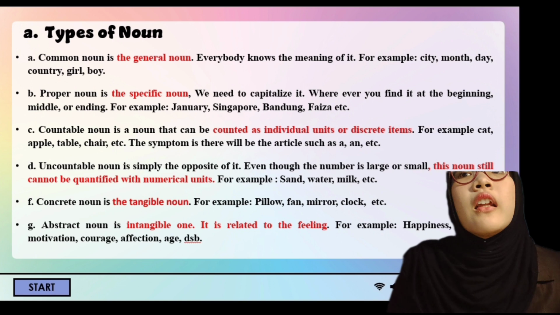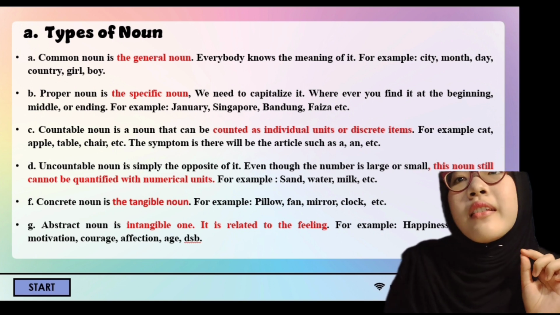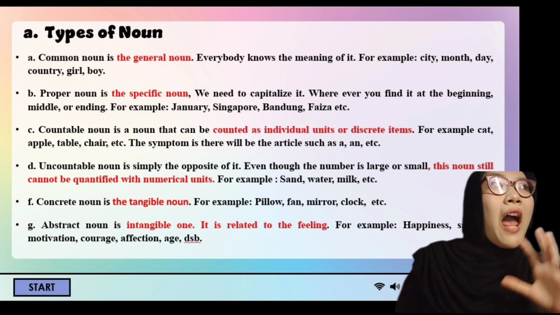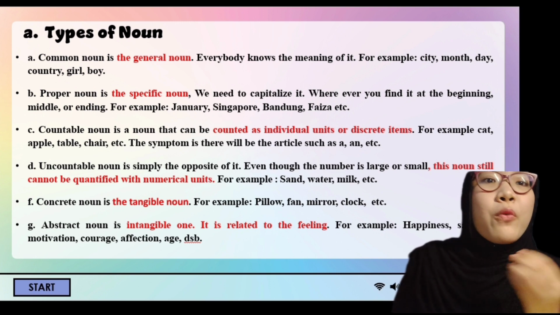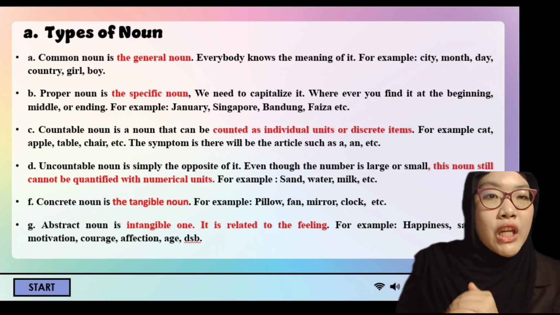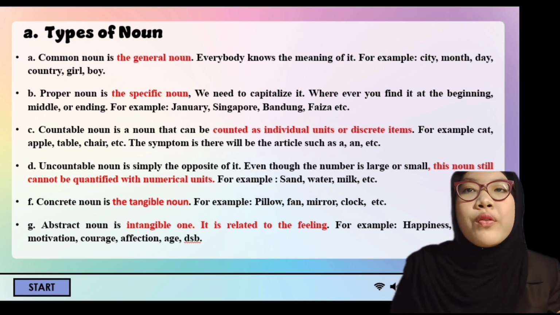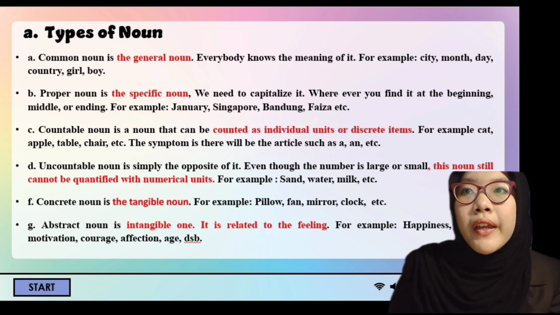The first one, ladies and gentlemen, is common noun. Common noun means a general noun, so everybody knows the meaning of it without any kind of deeper explanation, such as the city, month, day, country, girl, or boy.